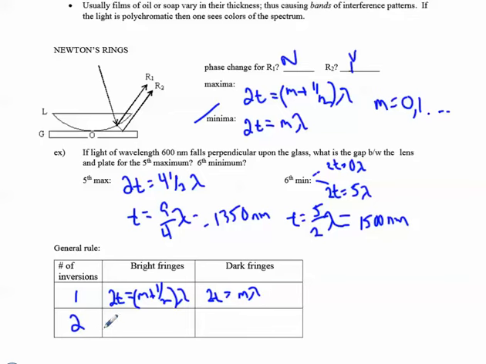And then reverse here. When you have 2 inversions, that's our normal situation, so we get what we'd expect for bright spots, and then this one is 2t equals (m plus 1/2) lambda for dark. And let's not forget the n. It's easy to overlook that, whatever the index of refraction is of that film. Okay, so this concludes our introduction to thin film interference.